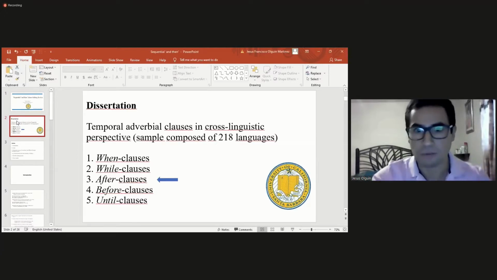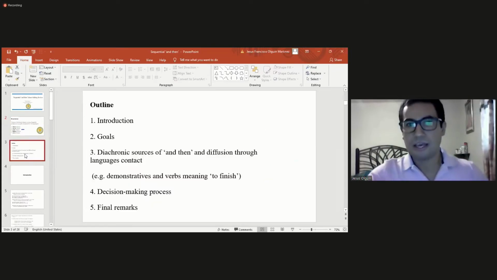clauses in cross-linguistic perspective. In my dissertation, I am exploring when clauses, why clauses, after clauses, before clauses, and also until clauses. And then devices are situated in the chapter concerned with after clauses, that is temporal subsequence. The following is the outline of today's talk.